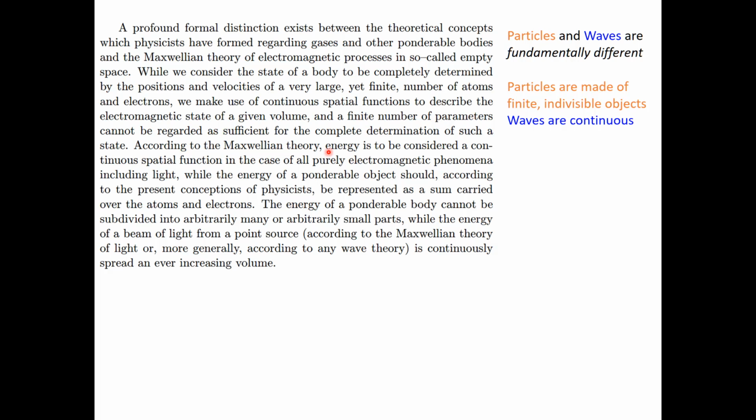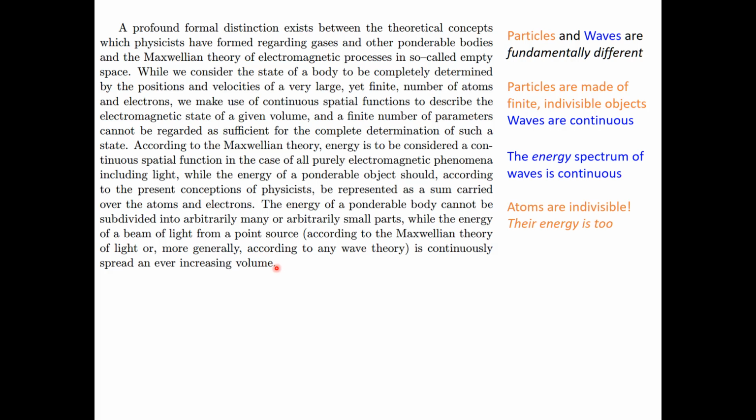According to the Maxwellian theory, energy is to be considered a continuous spatial function in the case of all purely electromagnetic phenomena, including light, while the energy of a ponderable object, like atoms or electrons, should, according to the present conceptions of physicists, be represented as a sum carried over the atoms and electrons. The energy of a ponderable body cannot be subdivided into arbitrarily many or arbitrarily small parts, while the energy of a beam of light from a point source, according to Maxwell's theory, is continuously spread over an ever-increasing volume.